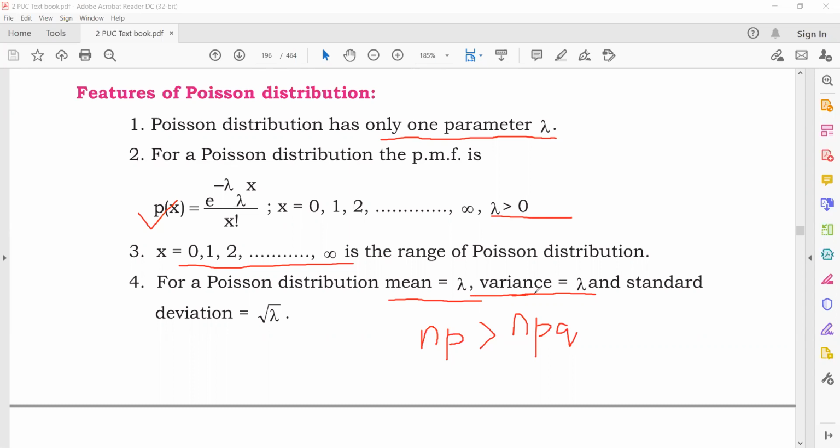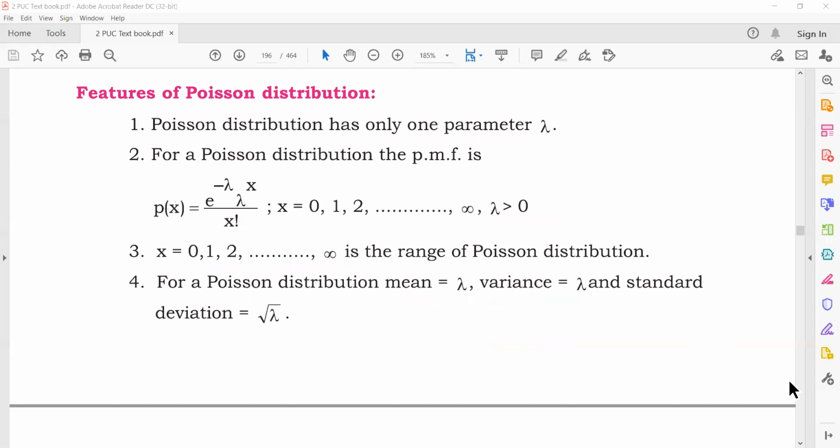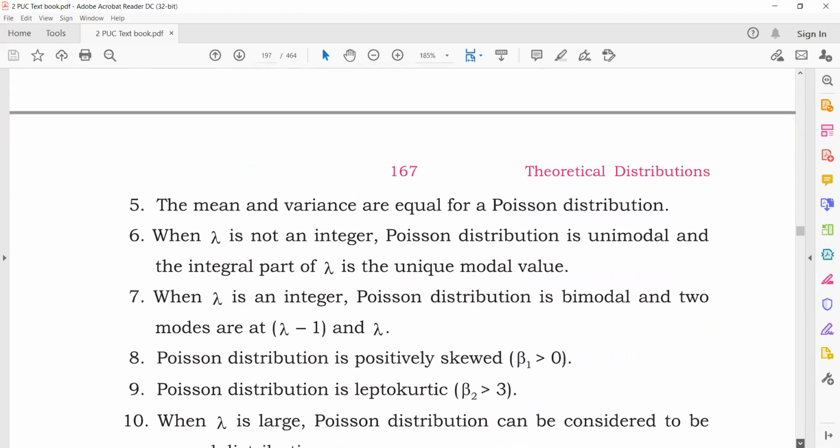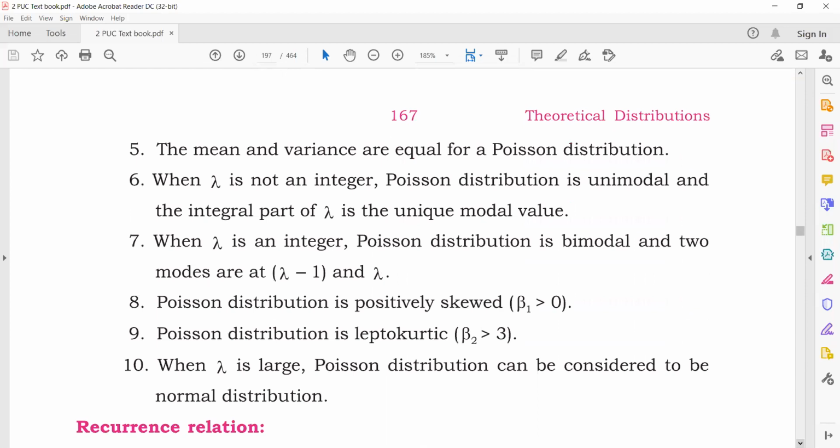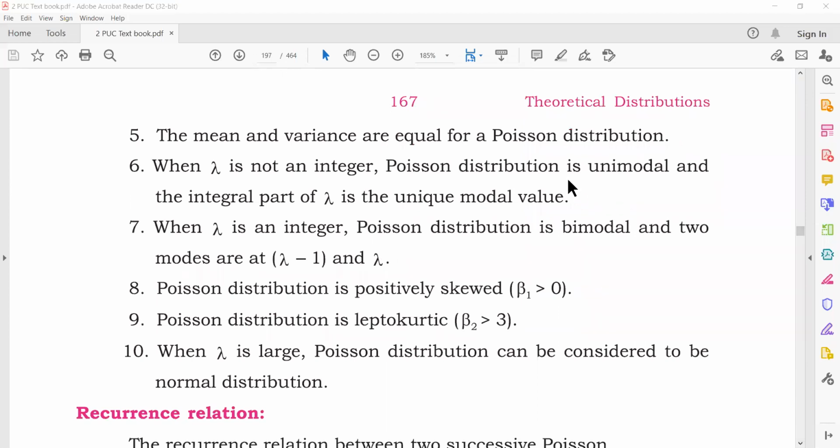So the question could be: name a distribution where mean and variance are same. The answer is Poisson distribution. Name a distribution where mean is greater than variance. Answer is binomial distribution, Bernoulli distribution. So these properties are sufficient. And again, whenever you observe that lambda is greater, then the distribution always becomes normal distribution.